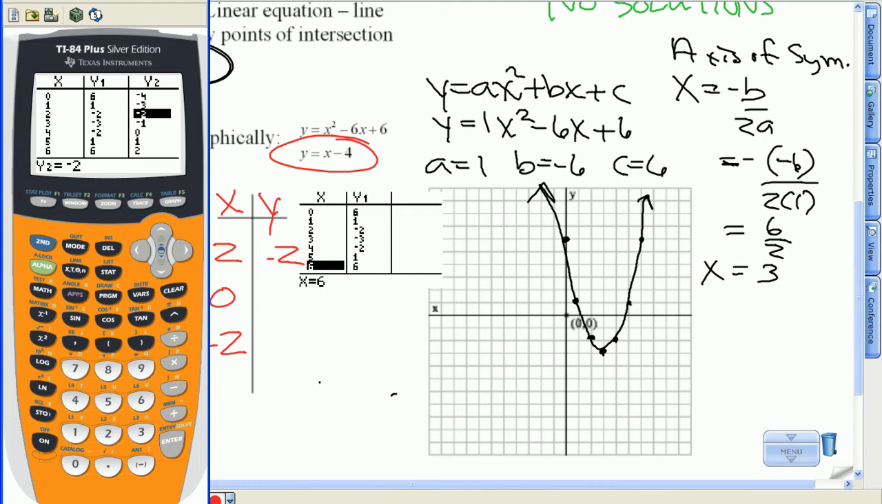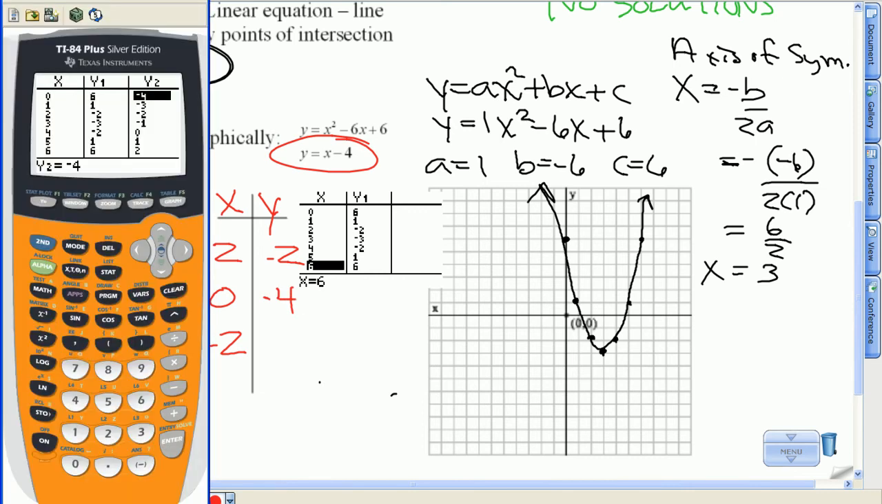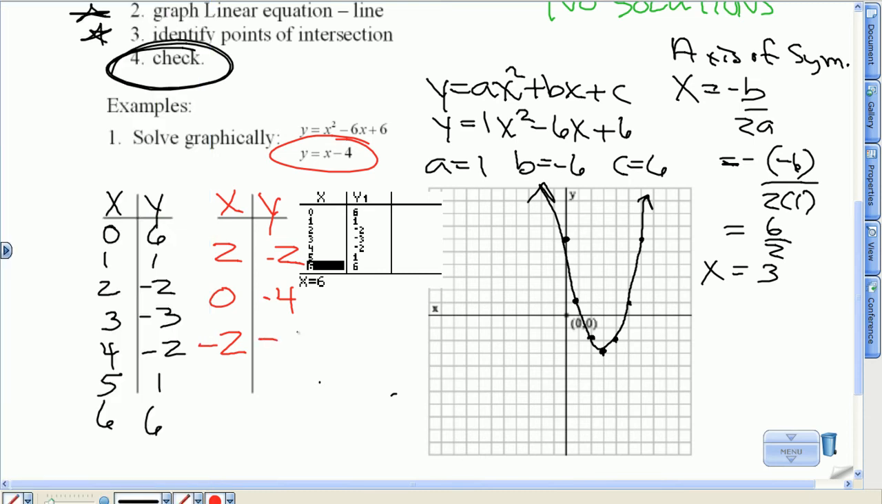And when x is 0, y is negative 4. You can see that right here. Now y2 is this equation. And when x is negative 2, I'll have to arrow up to get to that. Whoops, I'm in the wrong column. There we go. When x is negative 2, y sub 2 is negative 6.